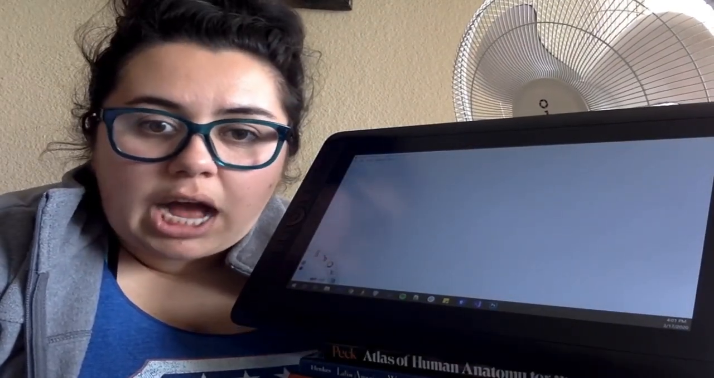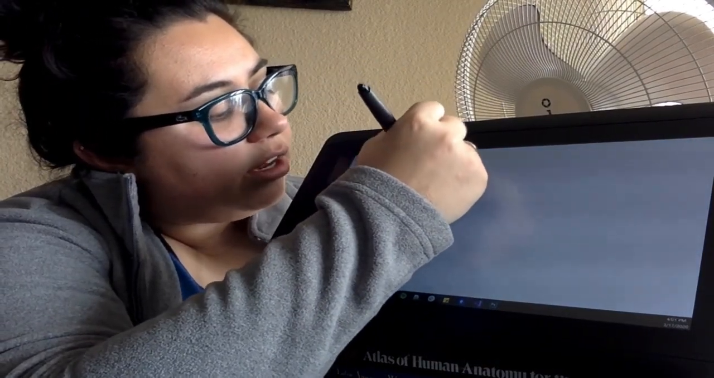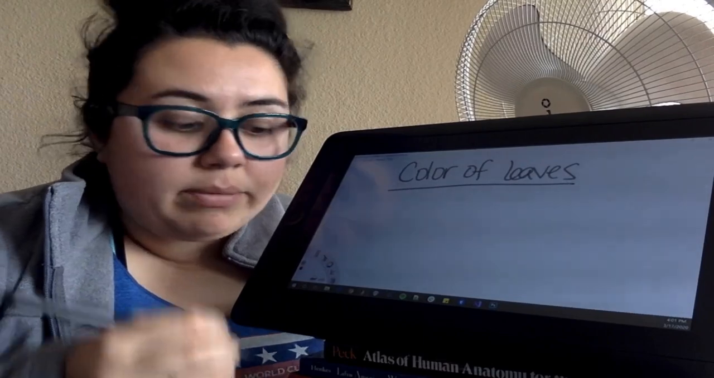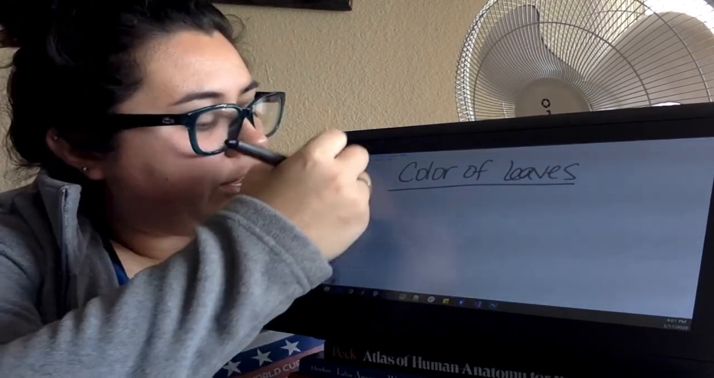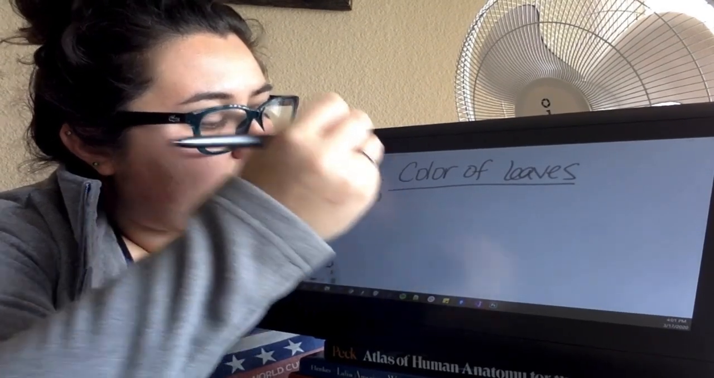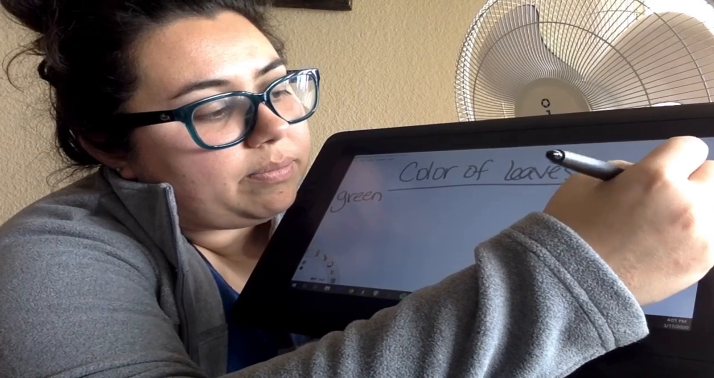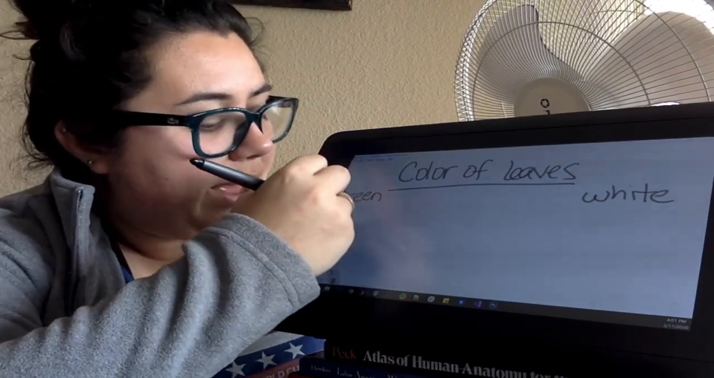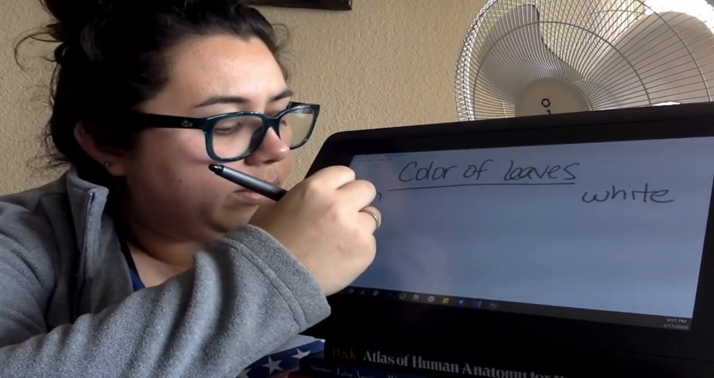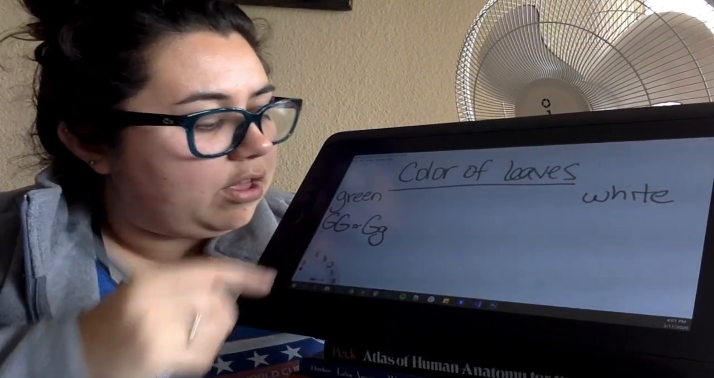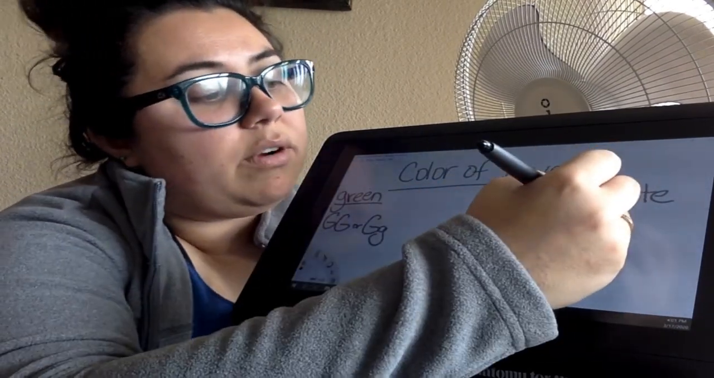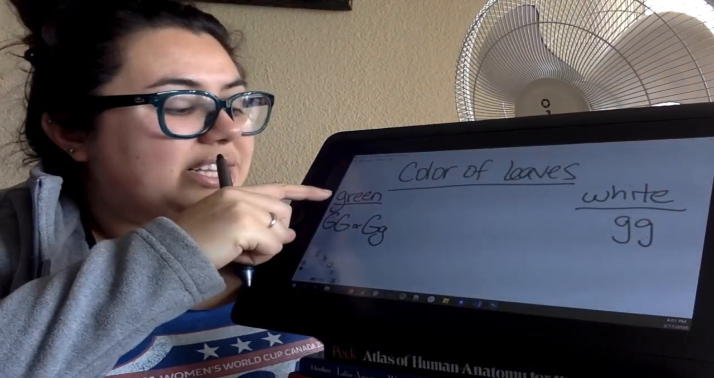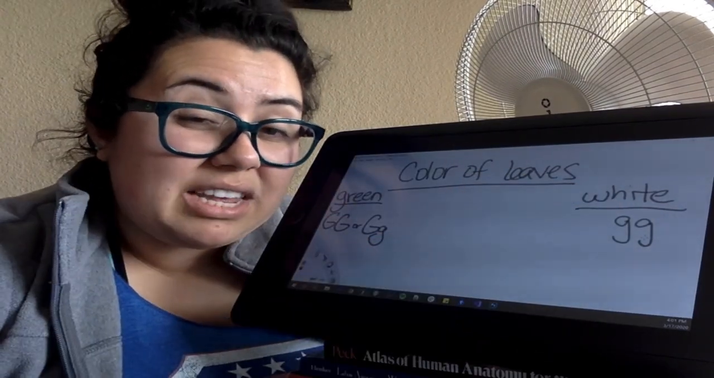Let's say we want to look at the color of leaves. So our trait we're looking at is color of leaves. Now, in our results, there were two colors of leaves that you could have. You could either have green or you could have white. Now, when a plant had green leaves, it could have had two genotypes. Could have had big G, big G, or big G, little g. Those are the two possible genotypes for green leaves. For white leaves, there's only one kind of genotype, and that's little g, little g. So this is the dominant trait, and this is the recessive trait.